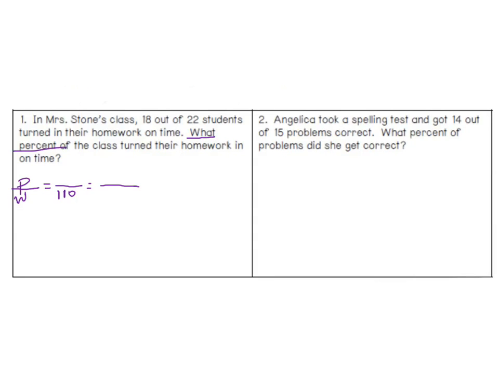Again, it says what percent. So our X goes here. And we had 18 out of 22 students. So we're going to cross multiply and divide. 22x equals 18 times 100. So 22x equals 1800. And then we divide by 22.